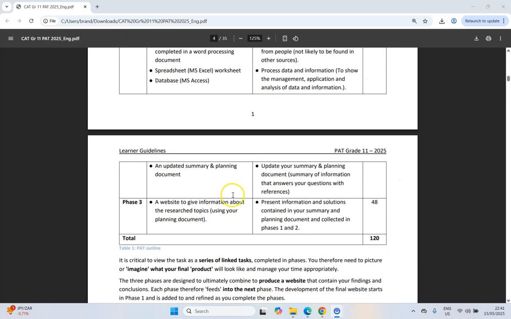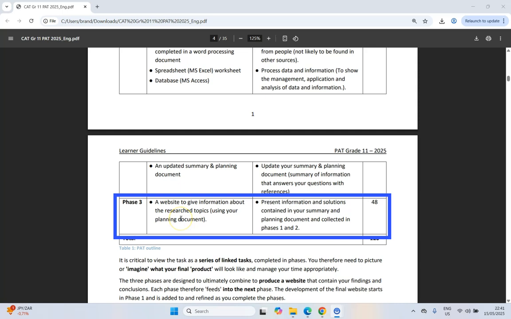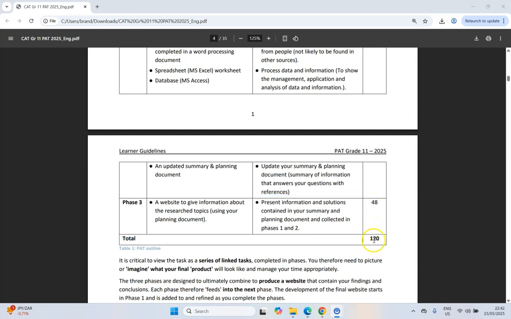Phase 3 is just a website. In grade 12, you'll be doing a website and doing quite a bit to your report document. But in grade 11, the focus is that this website is a way to present the information from your survey, from your research on the topic. And that's going to count 48 marks. So as you can see, it's 120 in total.